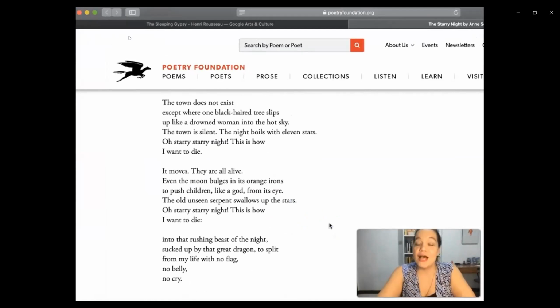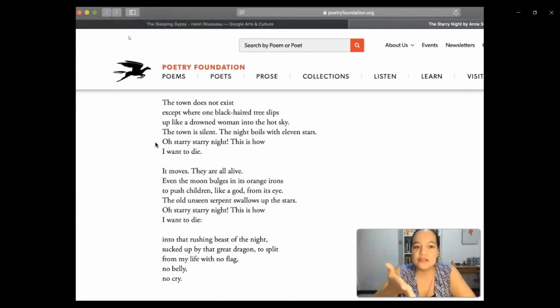Okay, so we can see this poem is a little bit dark, but Van Gogh was kind of a dark painter, wasn't he? So, the town does not exist except where one black-haired tree slips up like a drowned woman into the hot sky. The town is silent. The night boils with 11 stars. Oh, starry, starry night, this is how I want to die.